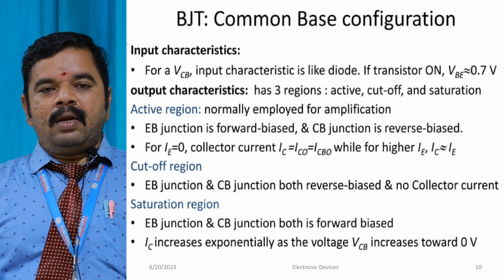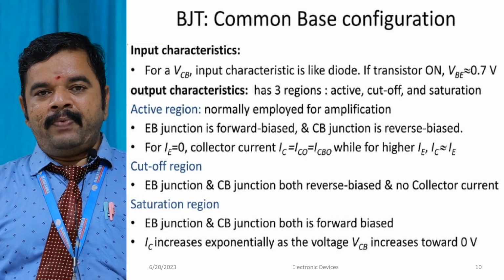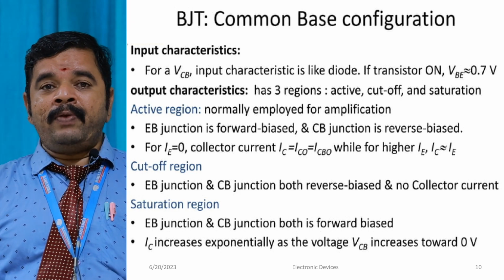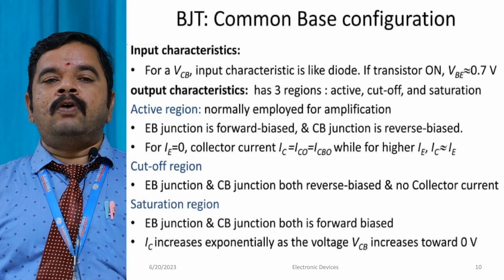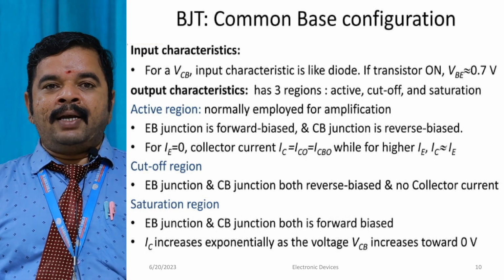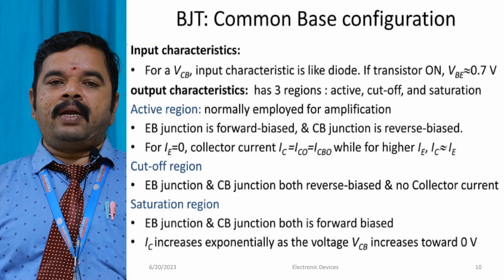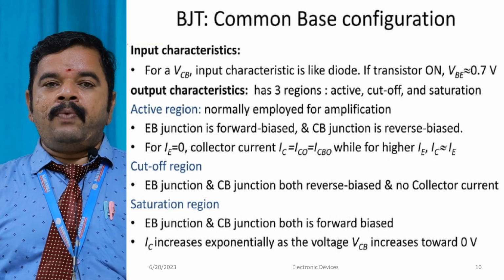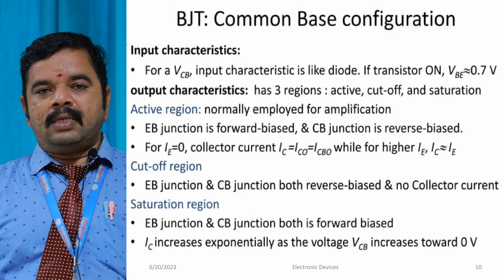Then we have to draw the output characteristics. We plot the graph between the output voltage and the output current for different constant values of input current. Why do we go for the output characteristics? There are three regions of operation. What are the three regions of operation? One is the cutoff region, the second is the linear region, and the third is the saturation region.